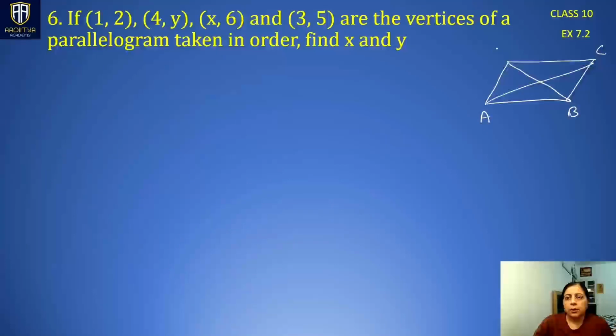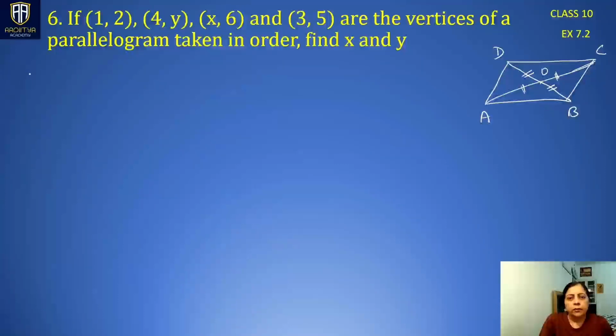Properties of a parallelogram are opposite sides are equal, opposite sides are parallel, opposite angles are equal, and diagonals bisect each other. That means this O is the midpoint for both the diagonals. This is the smallest property that can be used, and this question actually comes for 2 marks in the paper. So it is good enough to use this property. You will be getting both the variables.